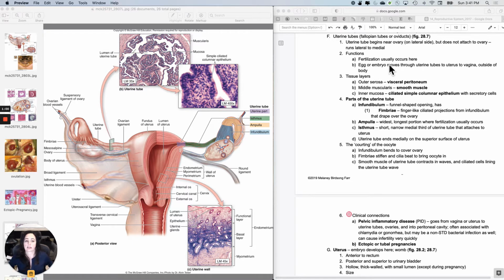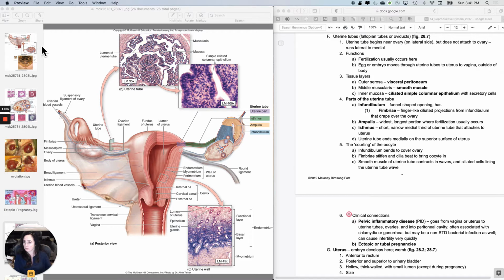This is the site where fertilization generally occurs, and it usually occurs right here in this yellow portion called the ampulla. And then the egg, if it's not fertilized, or the embryo, if it is, moves through the uterine tubes to the uterus, where it might be implanted, or if it's not fertilized, then it would move out of the cervix, right, into the vagina, and it would be expelled that way.